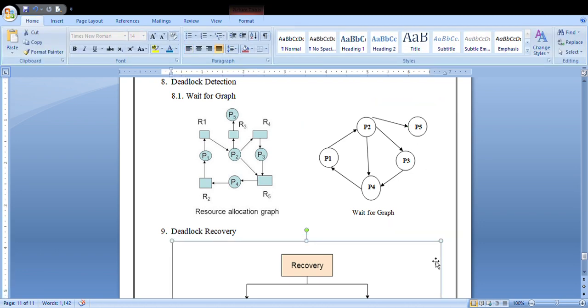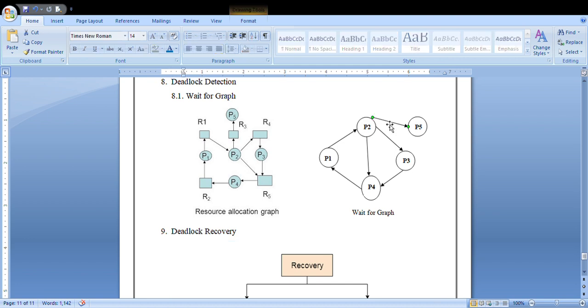This is how you need to write the wait for graph. If they have given the resource allocation graph, and if they ask you to write the wait for graph, you have to represent it in this manner. This is the way to represent that wait for graph. It is nothing but once the resource is allocated for one process, if any process is waiting for that, from that process to the allocated process, you are just drawing a line. That is your wait for graph. This is how your wait for graph will work in your deadlock detection.